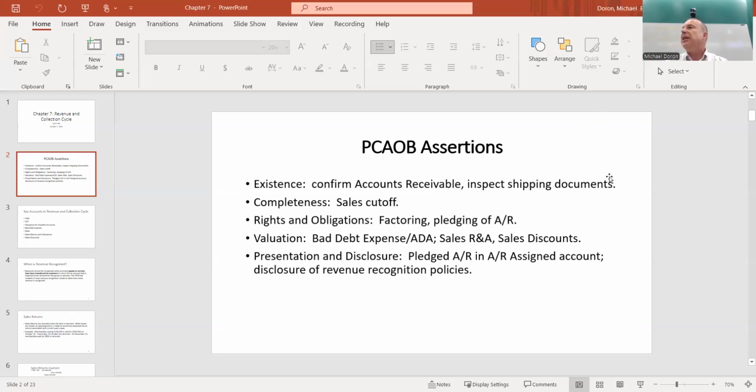Okay. And inspecting shipping documents. What's that testing? What are you doing when you inspect shipping documents as part of the revenue cycle?